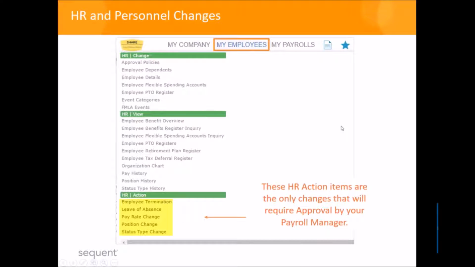Excellent. We're going to move forward then and talk about some HR and personnel changes. As I mentioned earlier, My Company, Employees, and Payrolls is where you will access these drop-down menus. So all of the HR items are located under My Employees. You'll see here Change, View, and Action. Some different things I think you'll find very helpful.